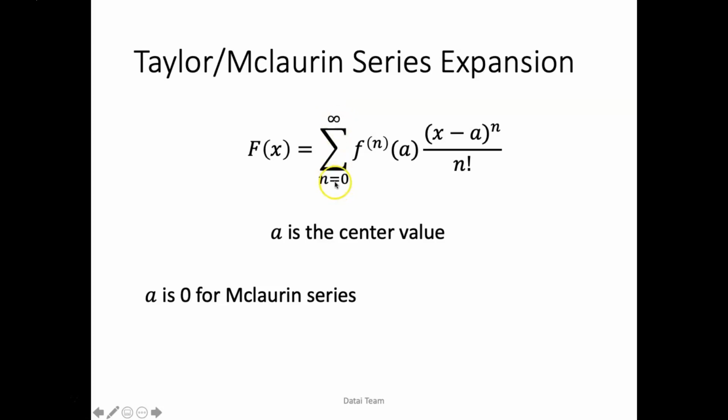And we start from 0 from the beginning. This is how many derivatives we take. As it goes to infinity, we are taking infinite derivatives. And we have an a value. a is the center value, the value that the function is centered at, and a is 0 for the Maclaurin series. And we have x minus a to the power of n over n factorial.